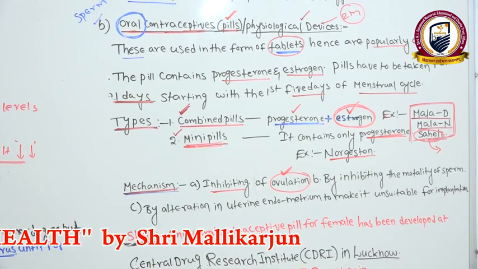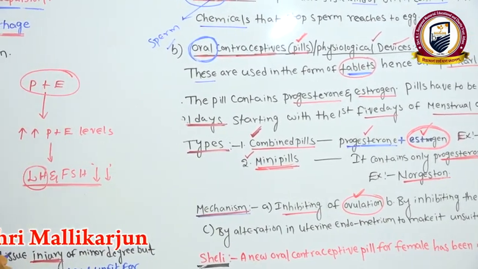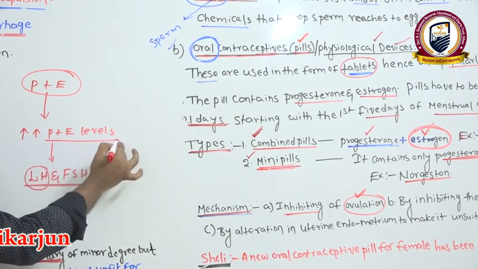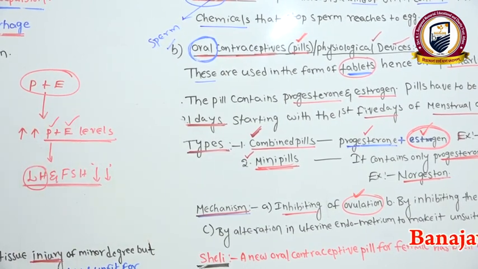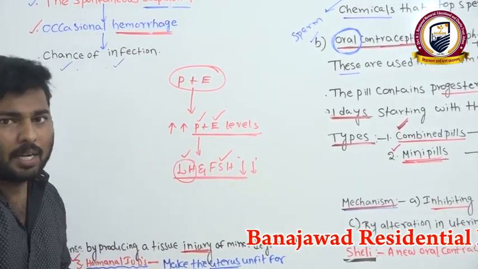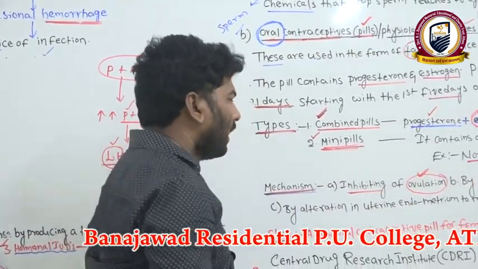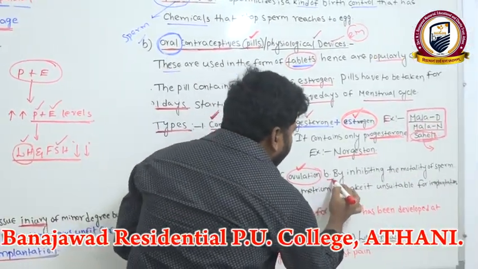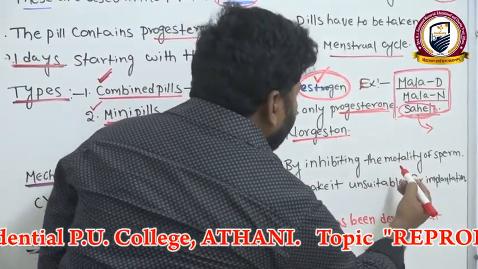First one, ovulation. How is it going to prevent ovulation? Taking the combined or mini pills increases the hormonal concentration, that is the progesterone and estrogen levels in the body. Because of this, LH and FSH hormones decrease. Due to this, ovulation will be stopped. Okay, clear.